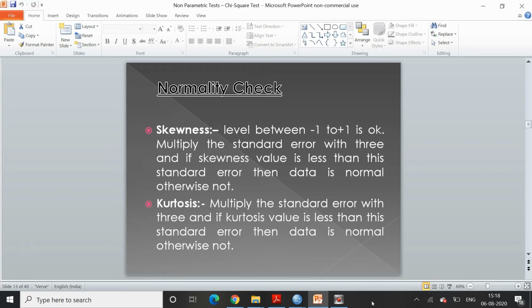Another method of checking this is with the help of the Z value. The Z value takes values from minus 1.96 to plus 1.96. This Z value is calculated as the skewness statistic value divided by the standard error of skewness. So this will give us a value which is the Z value. If the Z value lies between minus 1.96 and 1.96, we say that our data is normally distributed. Otherwise, our data is not normally distributed.